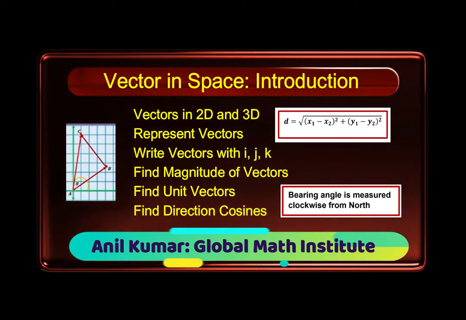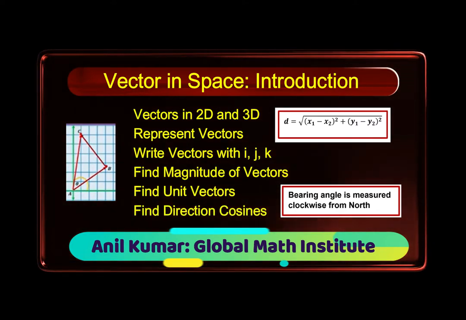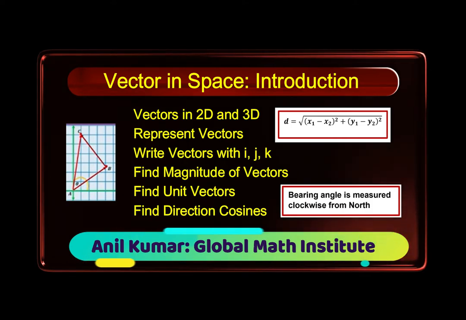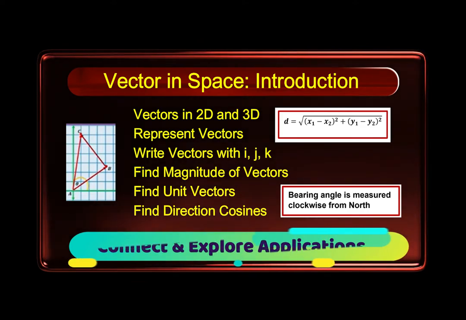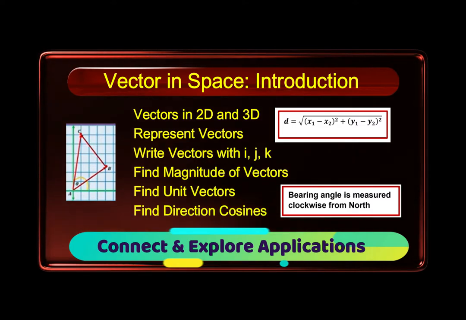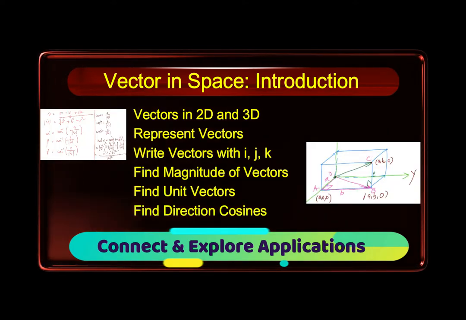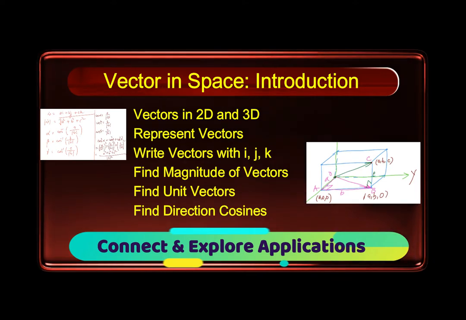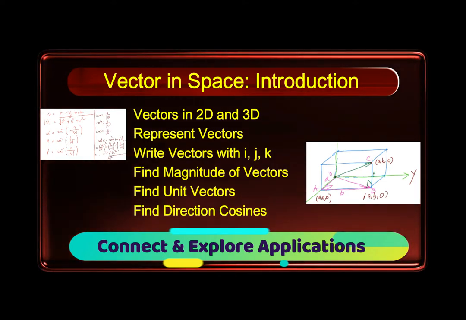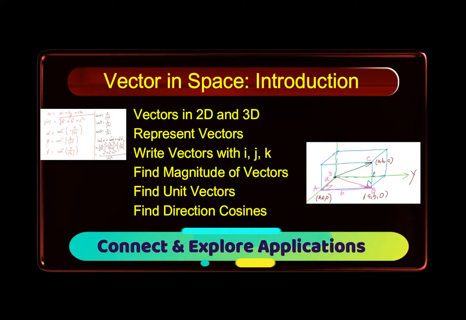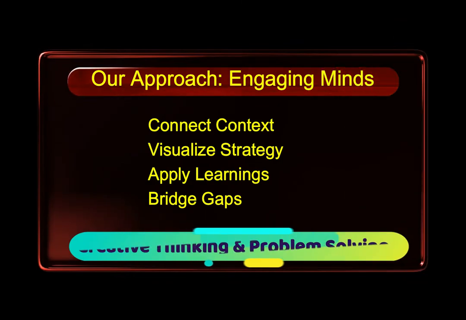We have some concepts about vectors in 2D, representing them on the Cartesian plane and finding distance and also the angle. In this video, we will see how we can connect with those concepts and move on to 3D space. How do we represent these vectors in space? How do we write the vectors with ijk, find their magnitude, unit vectors, and the direction cosine? Let us connect with what we know to where we want to go.